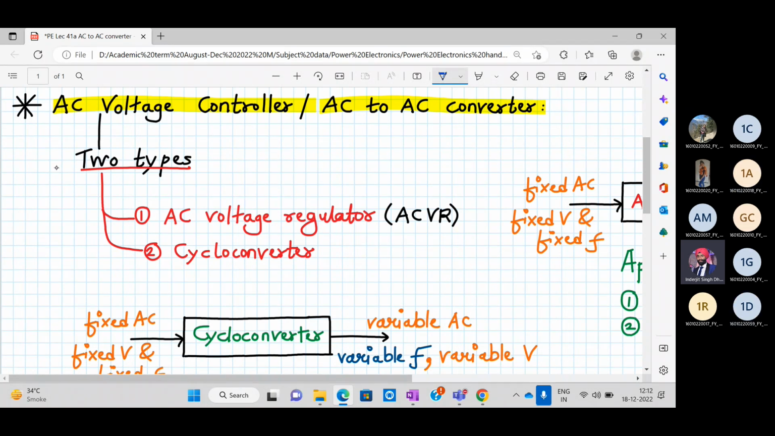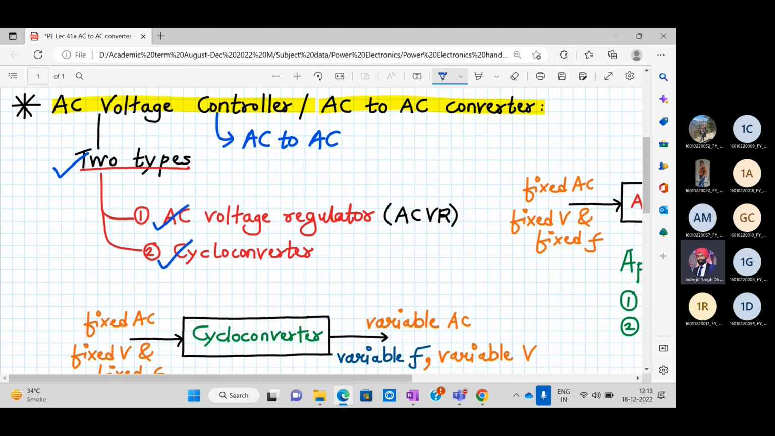So there are two types of AC voltage controller. It's called an AC voltage controller. So it's also called an AC to AC converter. Okay, so last category, module number 5. In these two types, we have two categories: AC voltage regulator and cycloconverter. So let us now understand the difference between AC voltage regulator and cycloconverter.